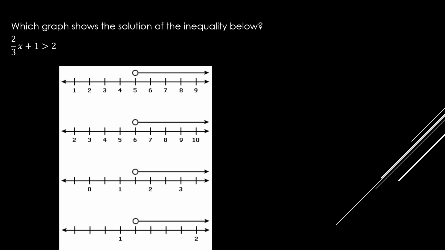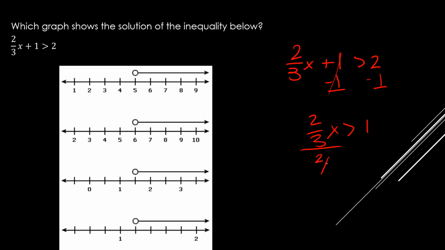Alright, we want to know which graph shows the solution to this inequality. So we have 2/3 x plus 1 is greater than 2. So I'm going to rewrite that over here so I have some room to solve it. Remember, always start furthest away from your variable. So let's subtract 1 from both sides. I will get 2/3 x is greater than 1. And then what I want to do here is divide by 2/3 to get rid of this.